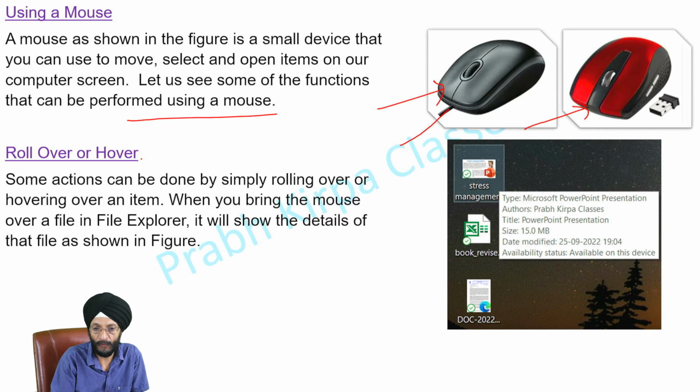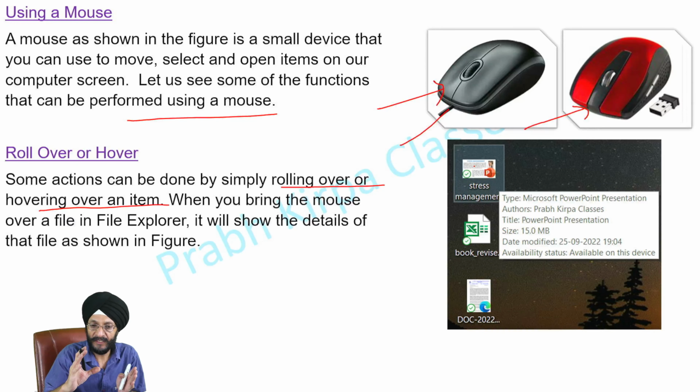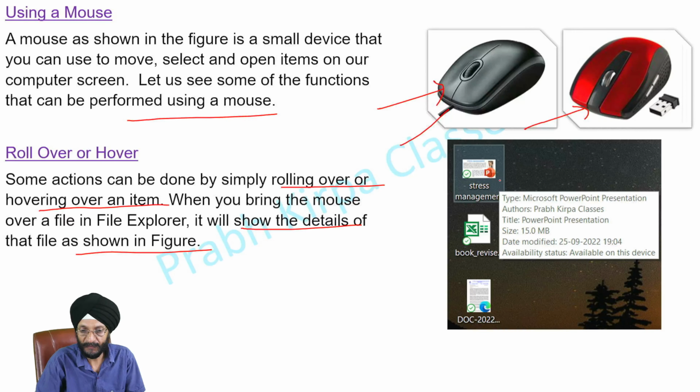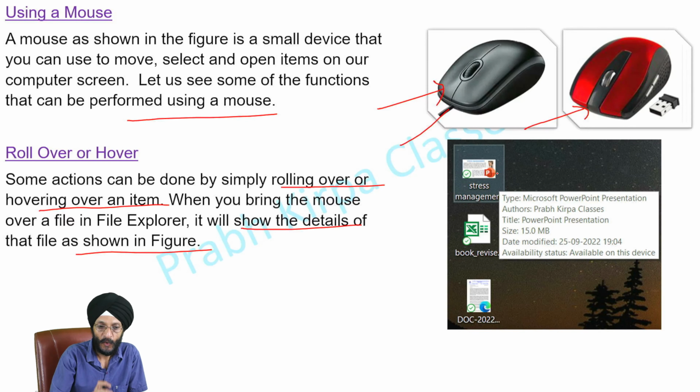First is rollover or hover. Some actions can be done by simply rolling over or hovering over an item. Suppose there are many items appearing on the desktop, on your monitor. If you simply move the cursor over one by using the mouse, it will show the details of the file. Here in this picture we have brought the cursor on the relevant file, and all the details of the file are given here.